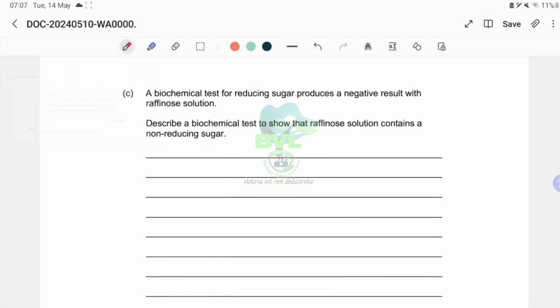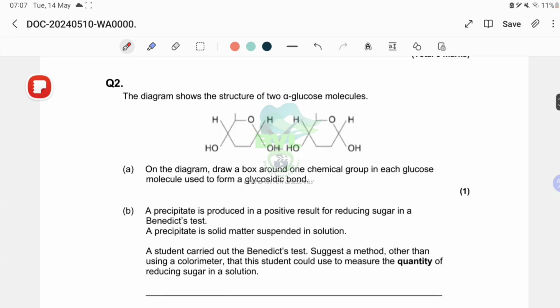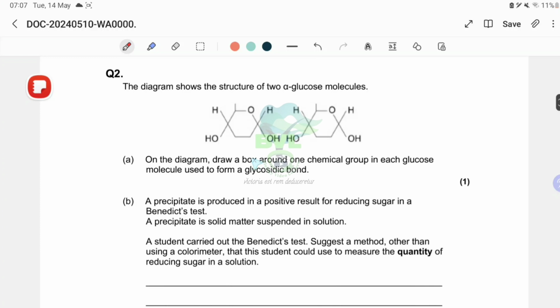So the next question says, the diagram below shows the structure of 2 alpha glucose molecules. On the diagram, draw a box around one chemical group on each molecule used to form a glycosidic bond. So these 2 structures, how would they form a glycosidic bond? I think that's quite straightforward for you. Just pause the video real quickly and answer the question.